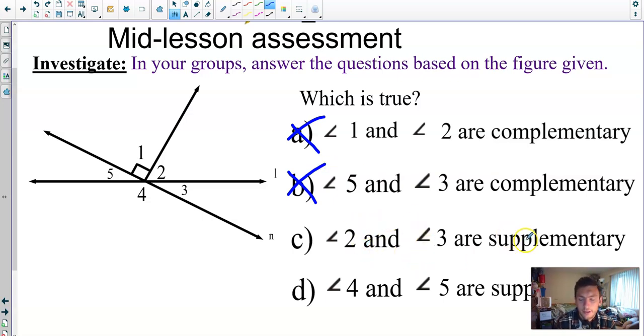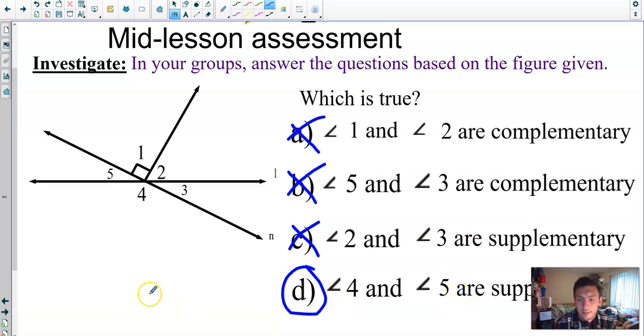Angle 2 and 3 are supplementary. Well, here's 2, here's 3. That's clearly not a straight line. So no, they are not supplementary. In fact, they are complementary because they make up a perfect L together. So they are not supplementary, which brings us to choice 4, or D must be the answer.